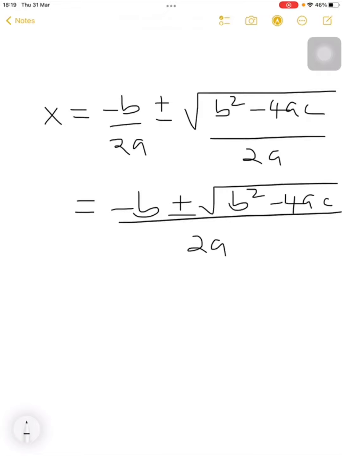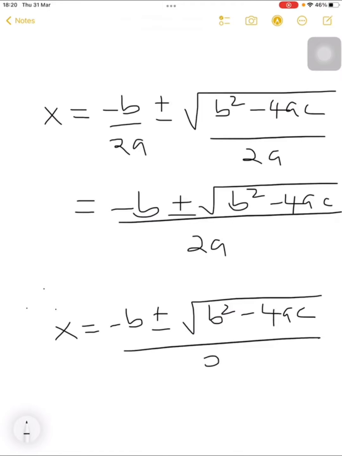And therefore, you've derived the quadratic formula, whereby x is equal to minus b plus or minus the square root of b squared minus 4ac, and then divide by 2a. So we've derived the quadratic formula by the use of completing the square method. And next, we'll be doing examples on how to solve quadratic equations by the use of completing the square method.